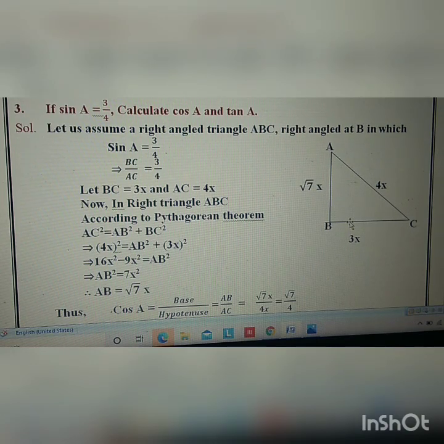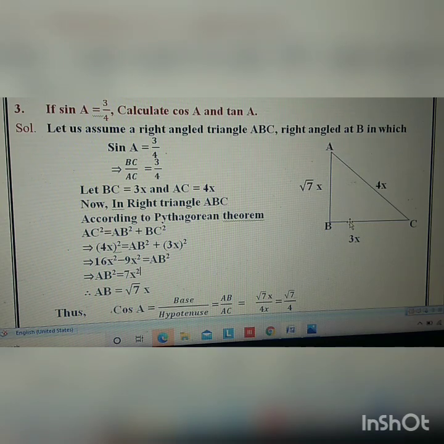Now if we use the Pythagoras theorem in right triangle ABC, then we get AC square is equal to AB square plus BC square. When we substitute the value of AC, that is 4x, 4x square is equal to AB square plus 3x square. So 16x square is equal to AB square plus 9x square. So the value of AB comes out to be under root 7 x.